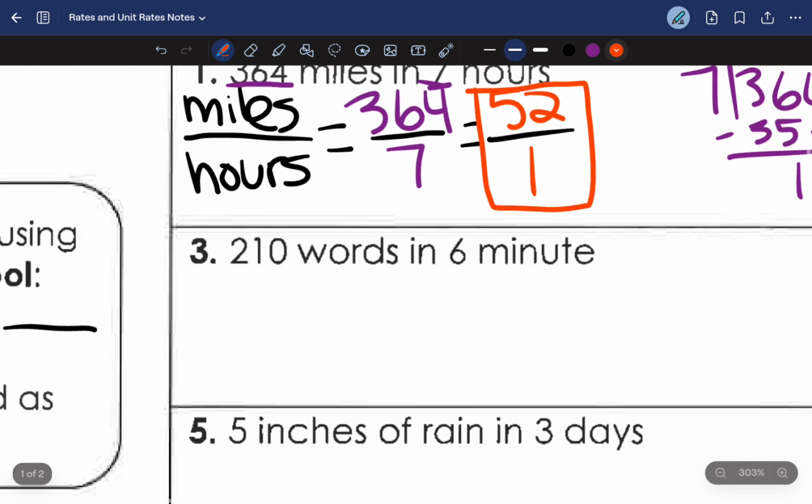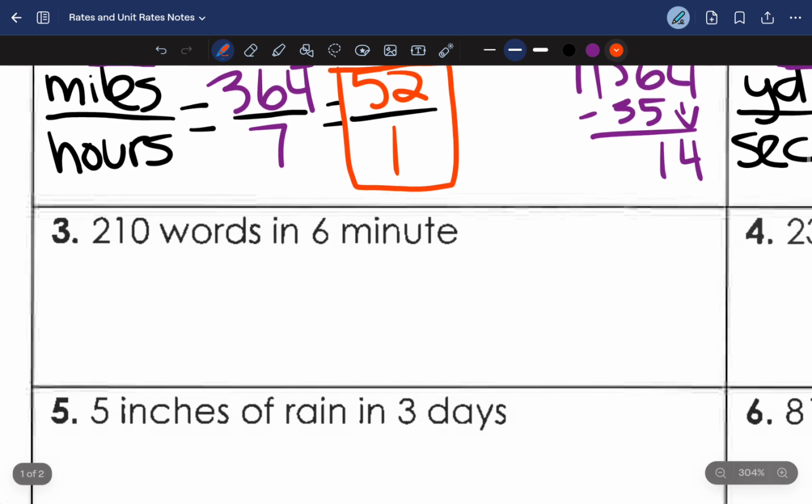All right, we'll do one more. We'll do number 3. So it says 210 words in 6 minutes. It should say minutes. That's a typo right there. Okay, so again, when we set up our rate, which is our ratio, we're going to think, does it make sense words per minute or minutes per word? Well, when you're measuring someone talking or typing, you want to know how many words they can type or speak in 1 minute.